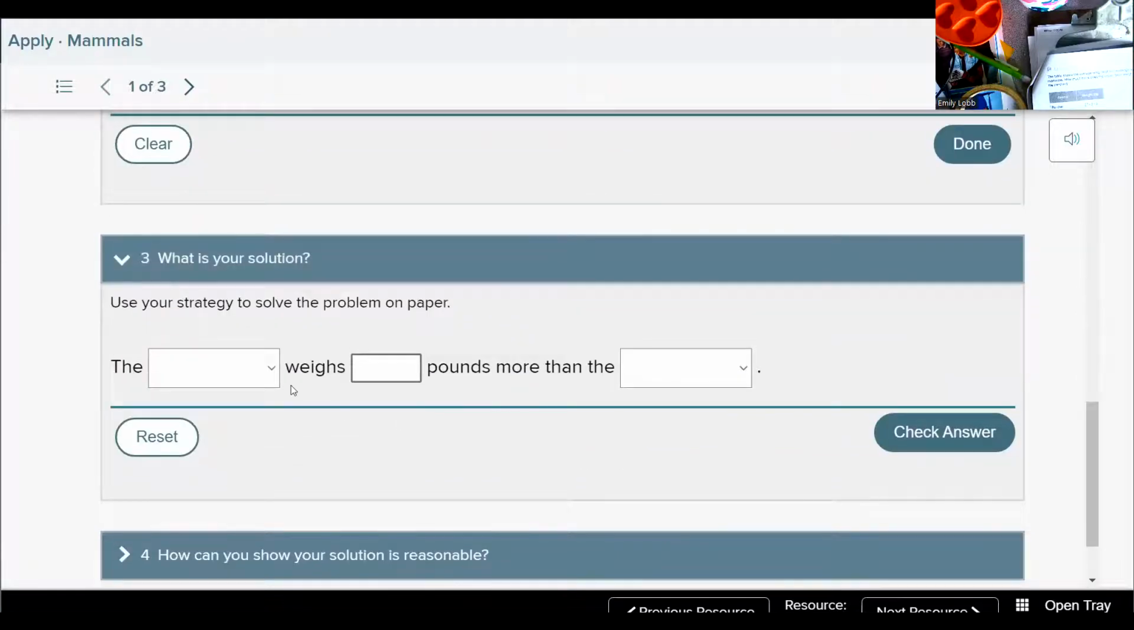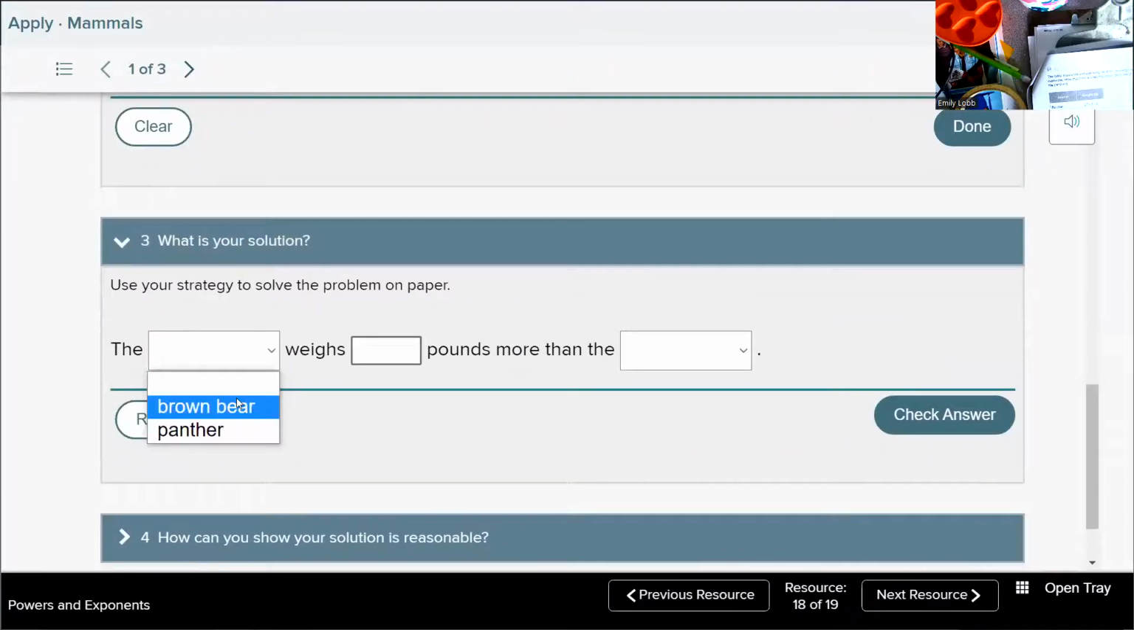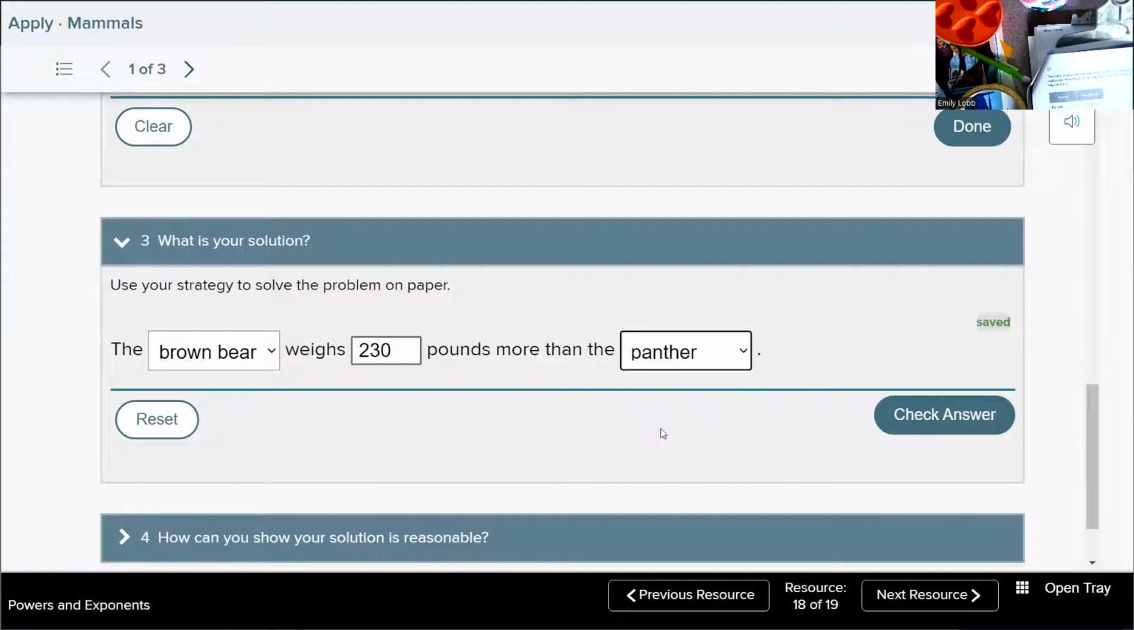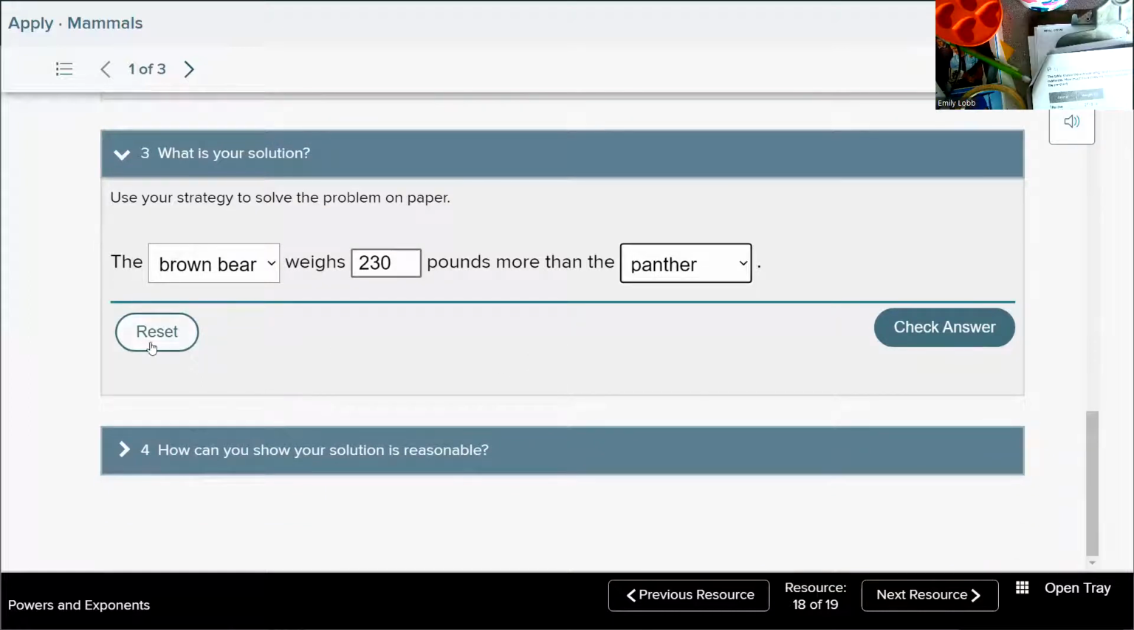All right, what is your solution? The brown bear weighs how many more pounds? 230 more pounds than the panther. All right, so somewhere under 3, hopefully you can write your solution there. The brown bear weighs 230 pounds more than the panther. I'm not going to check that answer, because when I do, it gives the answer to the next hours, and even when I click reset, it's obnoxious.